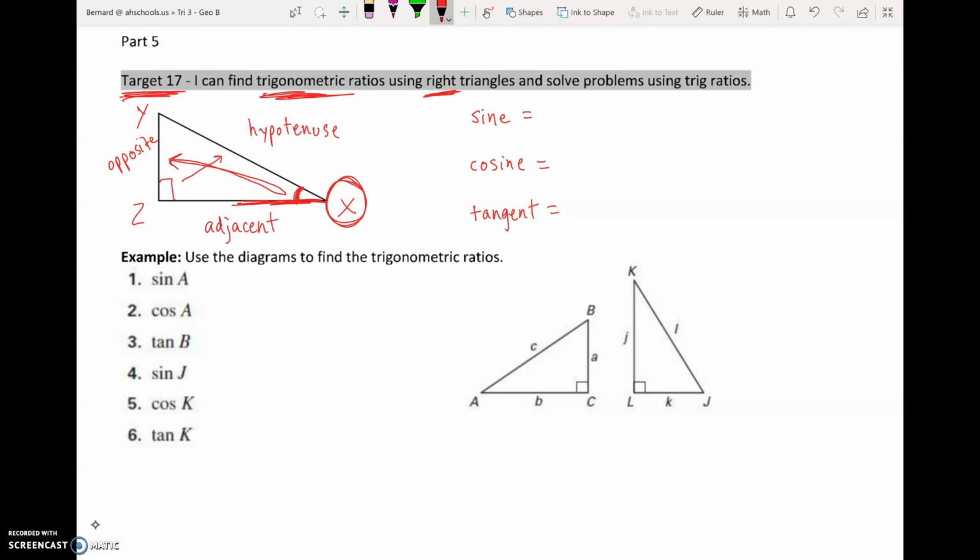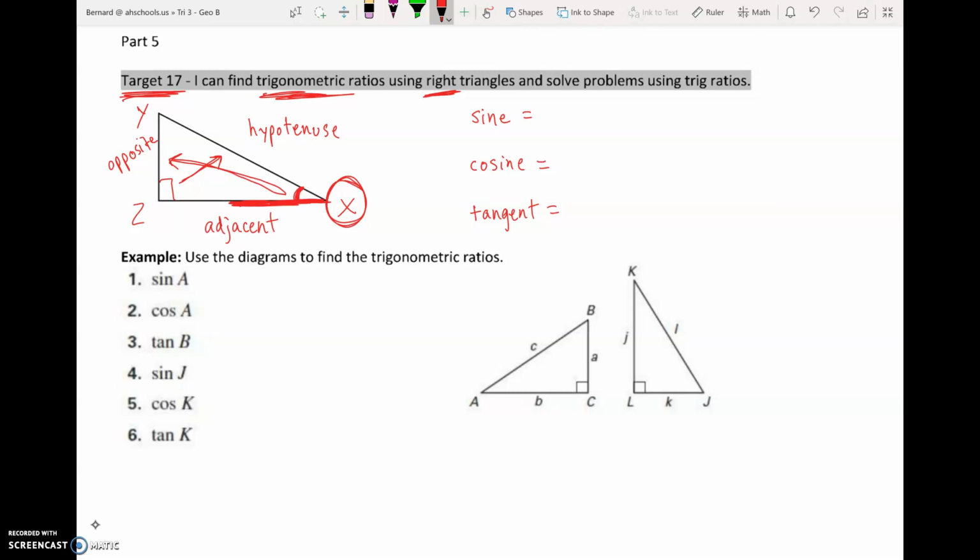We have our hypotenuse, which is always across from our 90-degree angle and is always the biggest side. And then we have our adjacent side, which is always attached to the angle that we are referencing. So not across from the shape, but right next to the angle.